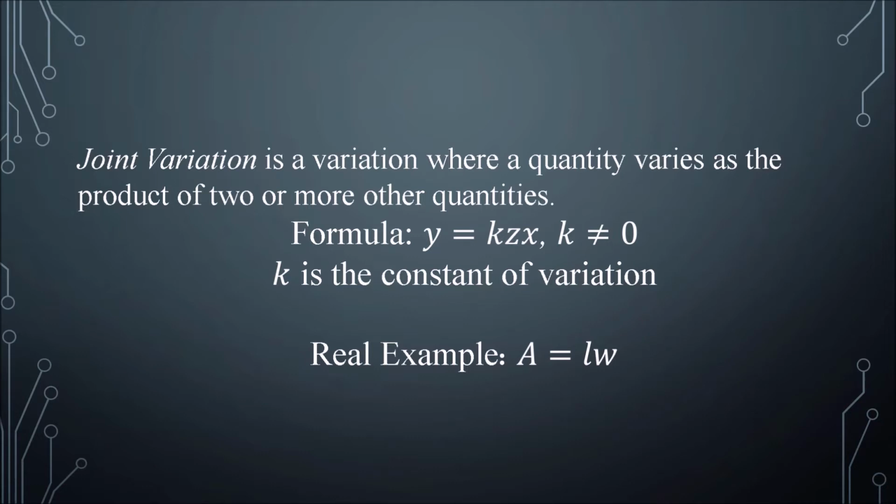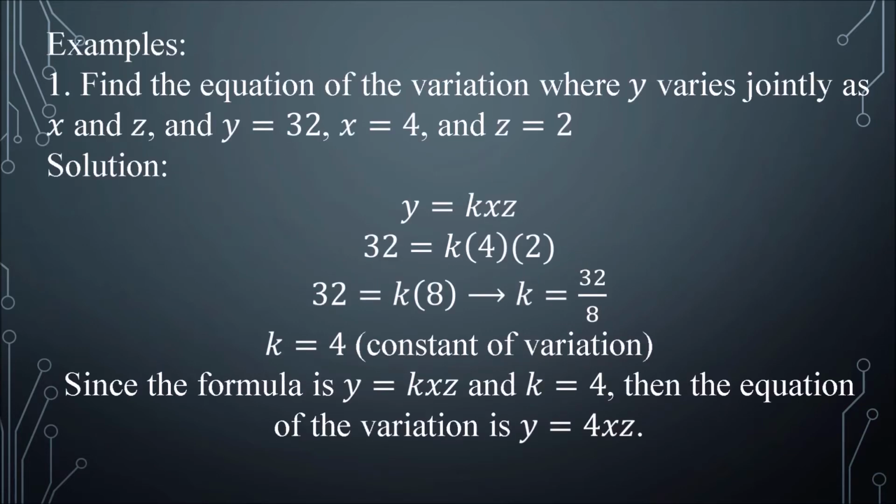So a real example of this is the area of a rectangle. A is equal to length times width. Let's have examples. Number 1. Find the equation of the variation where y varies jointly as x and z, and y is equal to 32 when x is equal to 4 and z is equal to 2.